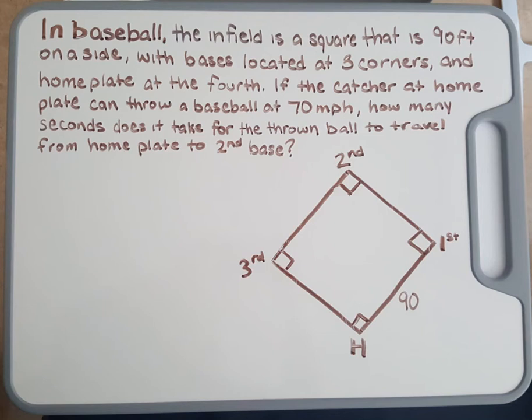For the project, I chose to look at the question presented here. In baseball, the infield is a square that is 90 feet on a side, with bases located at three corners and home plate at the fourth. If the catcher at home plate can throw a baseball 70 miles per hour, how many seconds does it take for the thrown ball to travel from home plate to second base?